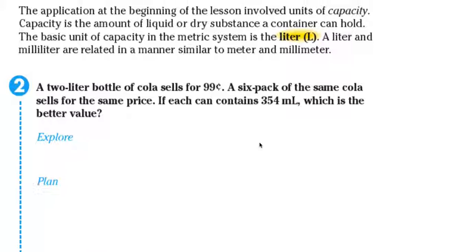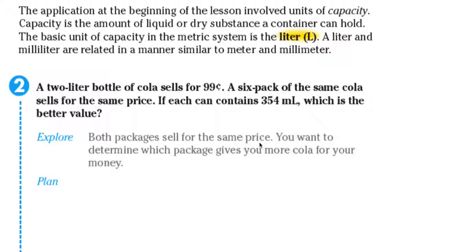The application at the beginning of the lesson involved units of capacity. Capacity is a measure of how much liquid or dry substance a container can hold. The basic unit of capacity in the metric system is called the liter. A liter and milliliter are related in a manner similar to meter and millimeter. So what do we do here? Remember, King Henry died Monday drinking chocolate milk. Let's add to that.